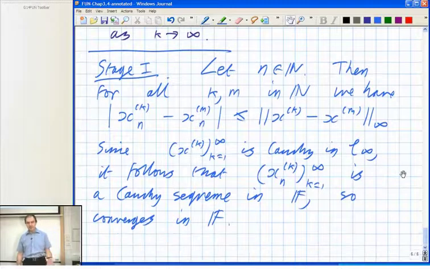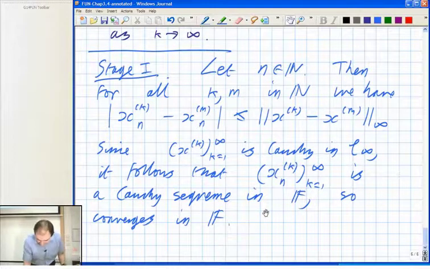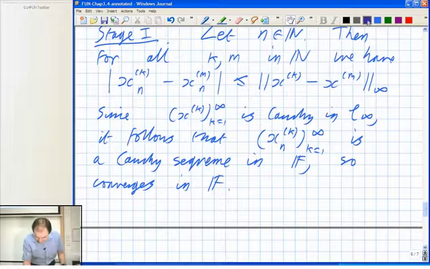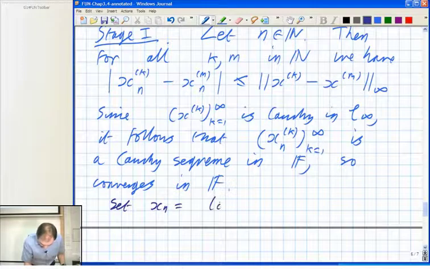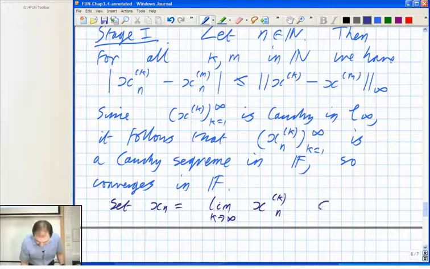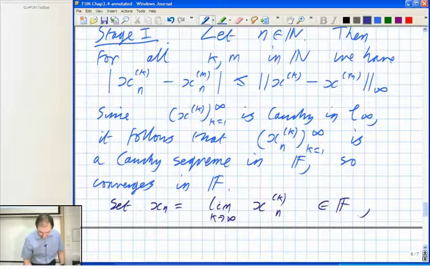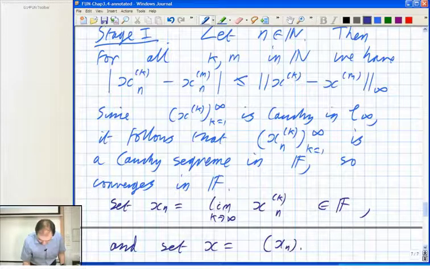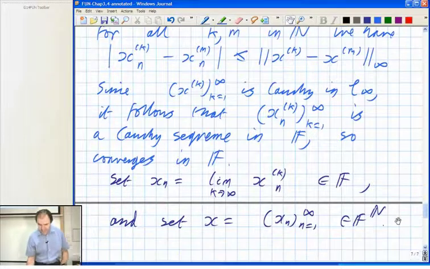Then, of course, you set xn to be the limit as k tends to infinity of xkn, which is of course in F, and you set x to be xn, n equals 1 to infinity, in F to the N. And we've finished stage 1. We've shown that they converge term-wise to something.